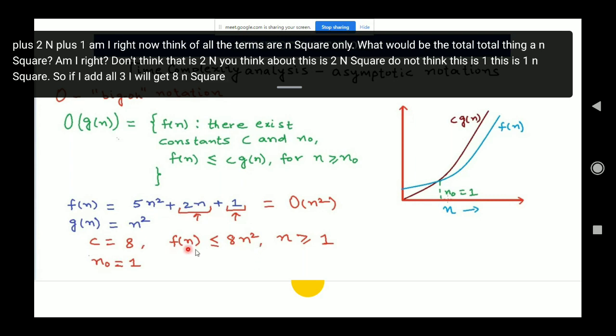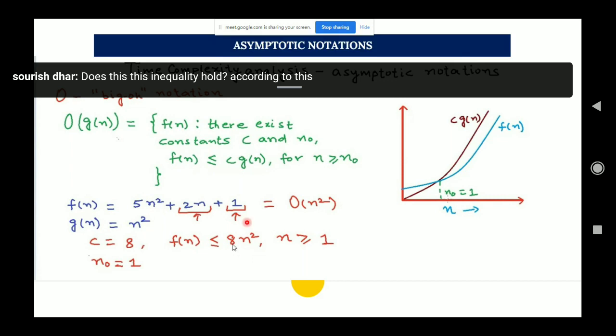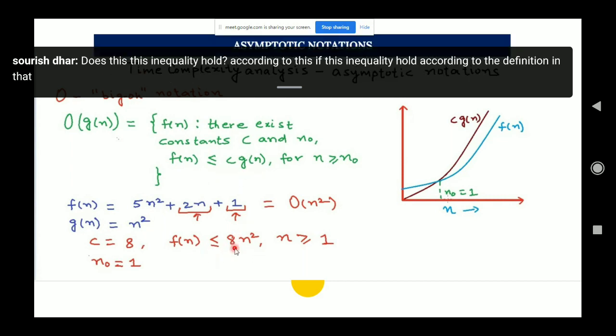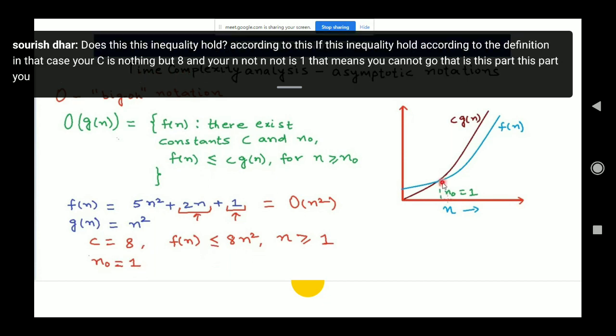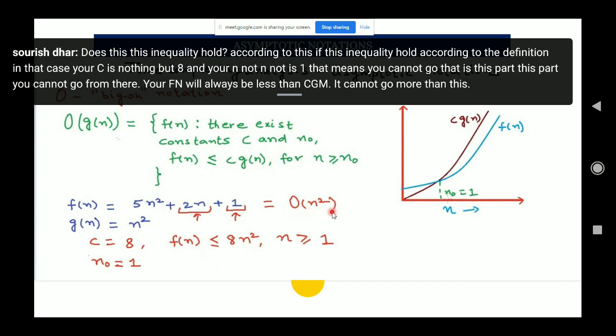Now does this inequality hold according to the definition? If it holds, your C is nothing but 8 and your n naught is 1. That means from there, your Fn will always be less than Cgn. It cannot go more than this. So in that case, we can represent this as big O of n square, because n square is the highest term.